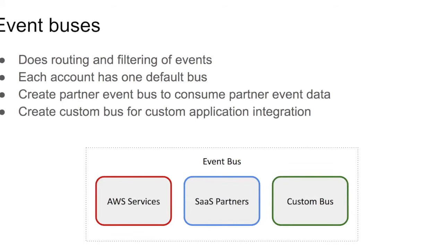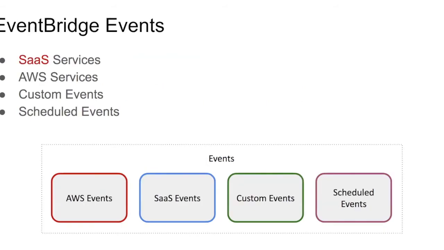The partner has to register with AWS, which is a very simple process. There are 34 partners available right now, fairly good compared to when they started. And custom bus: you can always create your own bus for your internal, application-specific communication. The next is the events, the JSON payload which is being transmitted from one place to another.